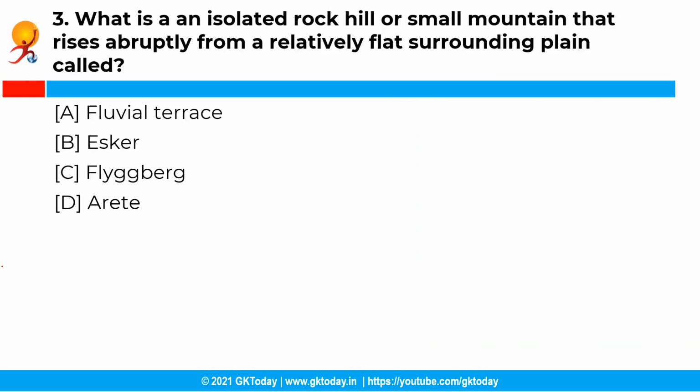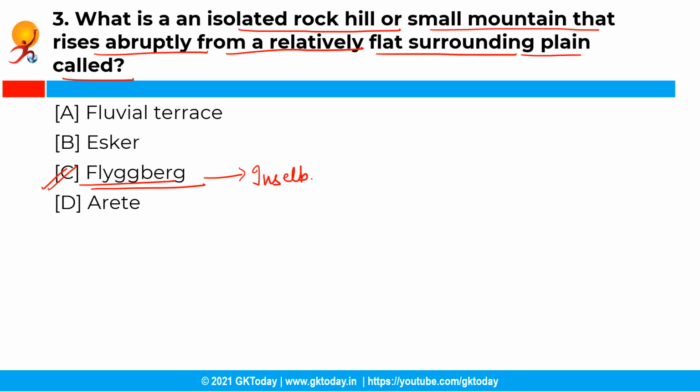Now the next question is, what is an isolated rock hill or small mountain that rises abruptly from a relatively flat surrounding plane called? So you have the following options, and the correct answer is option C, that is a flickberg. See, an isolated rock hill or small mountain that rises abruptly from a relatively flat surrounding plane is called a flickberg, and it is called as an inselberg or a monad rock also.